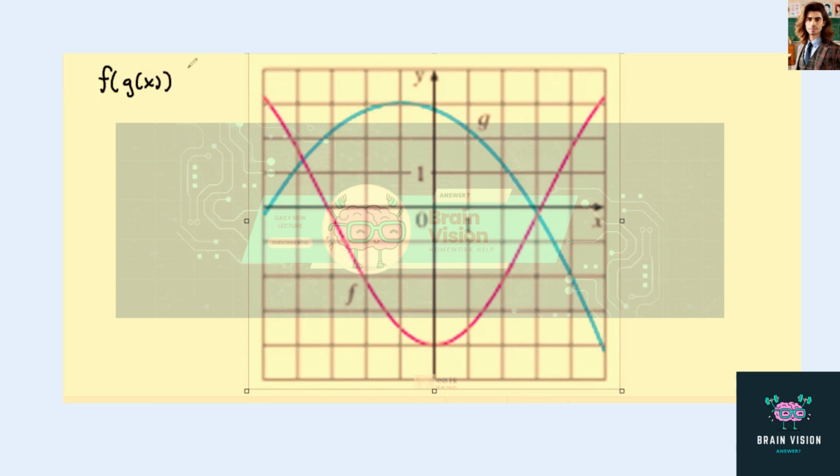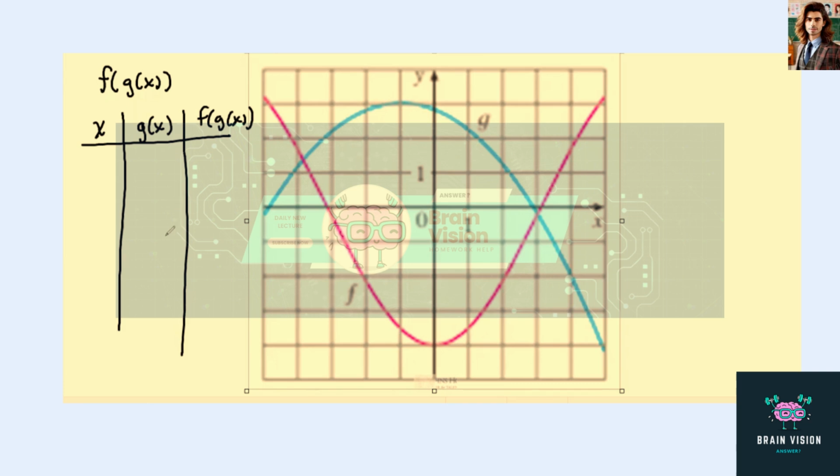So the idea is that for different values of x, I'm going to find what g of x is, and then what f of g of x is. I need to do it in two steps, so you've got to eyeball it and do the best you can. The best I got when I did this is that at -5, I got about -0.2, leading to -3.9, and so on.